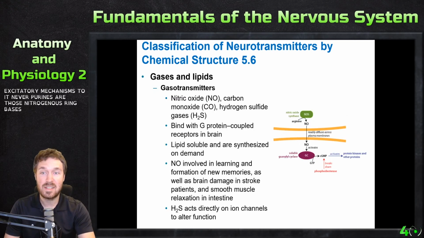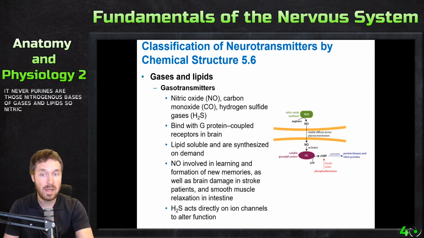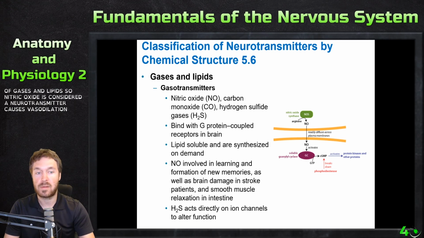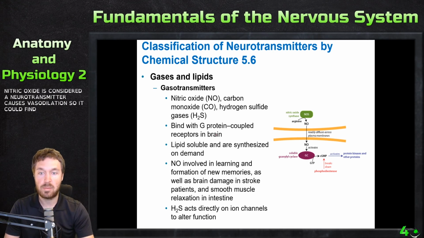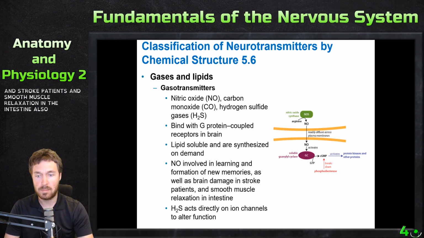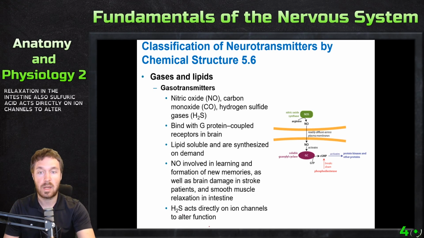You can also have gases and lipids, so nitric oxide is considered a neurotransmitter. It causes vasodilation, and it could bind with G protein linked receptors and so forth. So it's involved in learning, formation of new memories, as well as brain damage in stroke patients and smooth muscle relaxation in the intestine. Also, hydrogen sulfide acts directly on ion channels to alter function as well, not sulfuric acid.